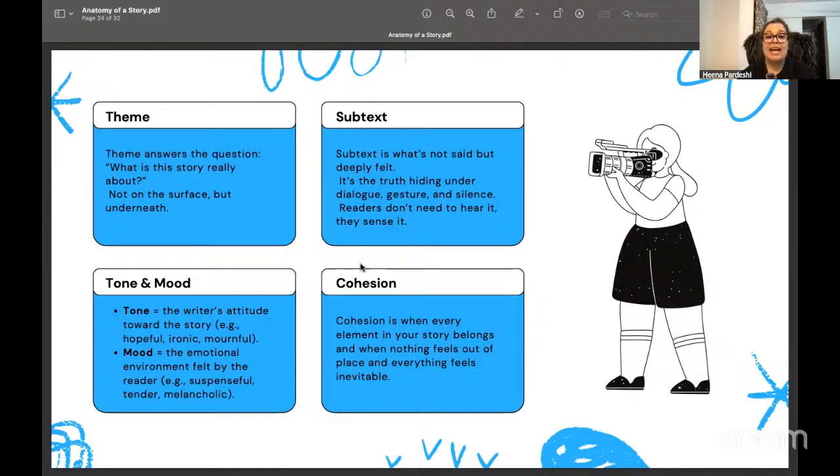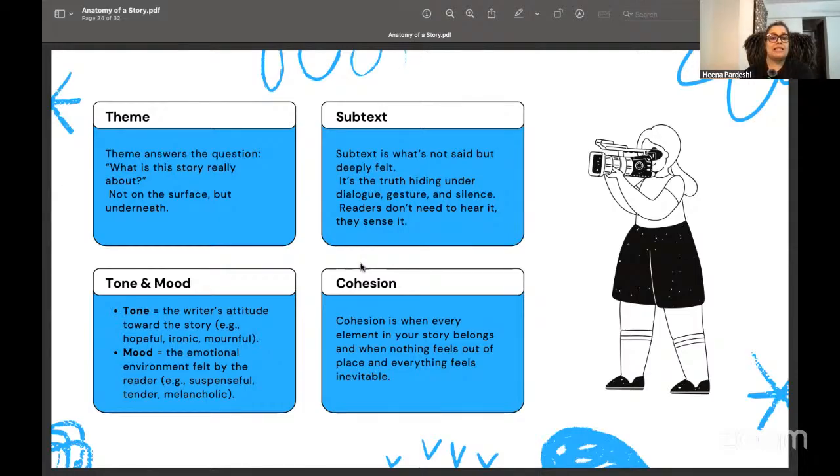It is the truth hiding under dialogue, gesture, and silence in the actions of your characters. Readers don't need to hear it, they need to sense it. Okay? So you need to convey the subtext without actually saying it. Examples. In The Remains of the Day, Stevens never says he loves Miss Kenton, but the ache of regret permeates every single page of the novel. In Atonement, Bryony's entire life becomes a silent apology. That is subtext.